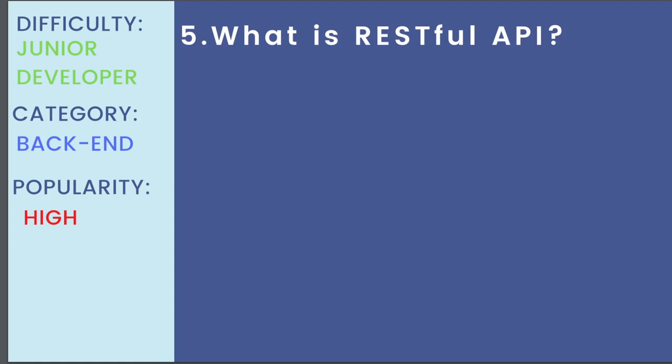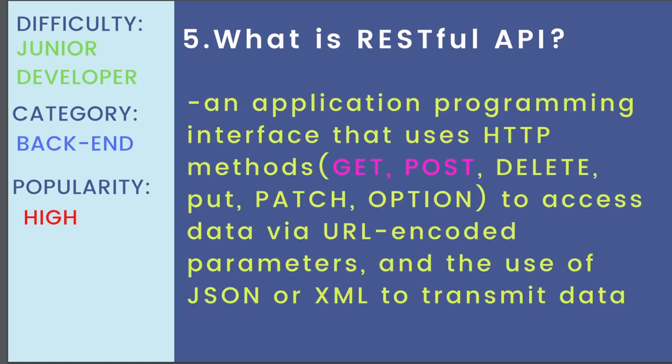If you cannot define it in your own words and you answer with an encyclopedic definition, that's completely fine. Just be ready for a follow-up question about an example of a REST API. So, a REST API is an application programming interface that uses HTTP methods to access data via URL encoded parameters and the use of JSON or XML to transmit data.